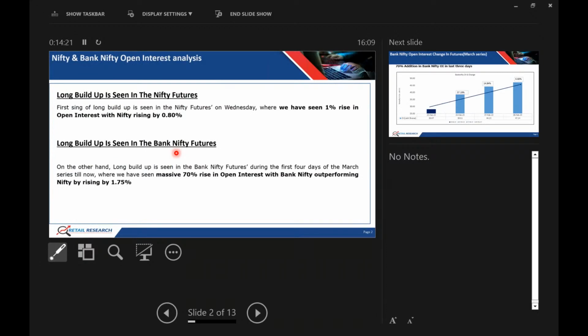As we gave a cautious outlook last week, now we are seeing the first sign of recovery in the market, after 9 continuous sessions of fall. Today was the first session where we have seen some kind of short covering, the first rise in open interest, with Nifty rising 0.8% today. But the most interesting thing is not in the Nifty. Actually, Bank Nifty is showing a fantastic movement.